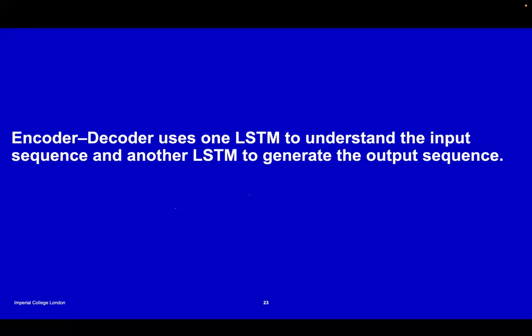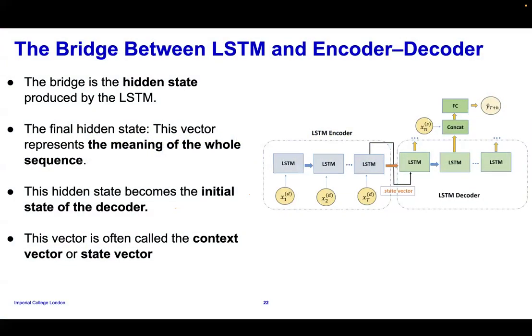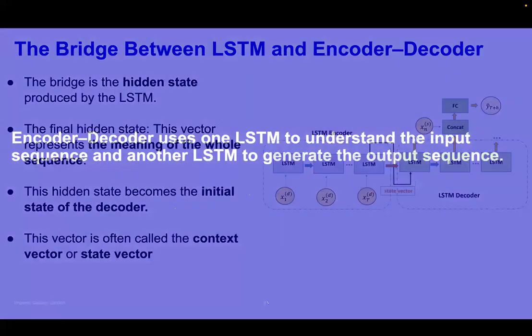It uses an LSTM to understand the input and then another LSTM to generate the output. You can see this is basically what it does, because we need an architecture that reads the input sequence and another architecture that generates the output sequence. So they came up with an idea: let's use an LSTM as an encoder and another LSTM as a decoder.